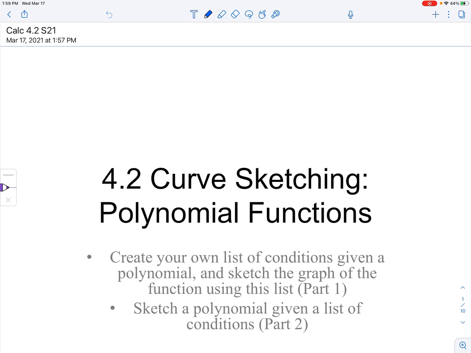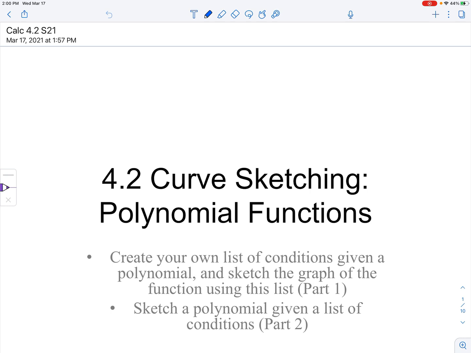So this video is section 4.2, curve sketching polynomial functions. This section is really just putting everything that we've been talking about in the previous sections together in order to identify different characteristics about a given function using calculus. There's going to be kind of two parts to this section where we're creating our own list of conditions given a polynomial equation. And then, from collecting all that information, we're going to sketch a graph of the function.